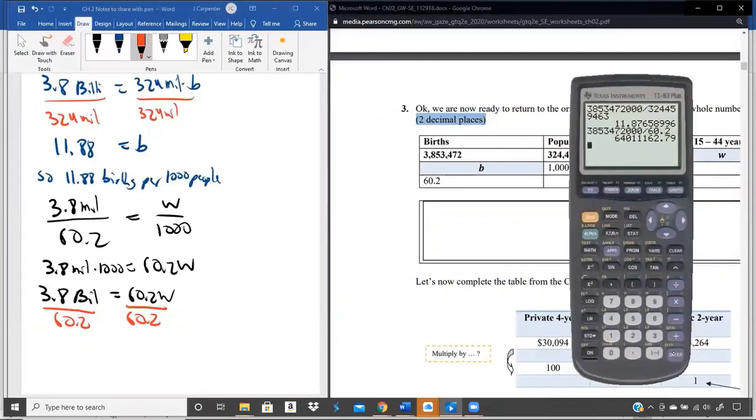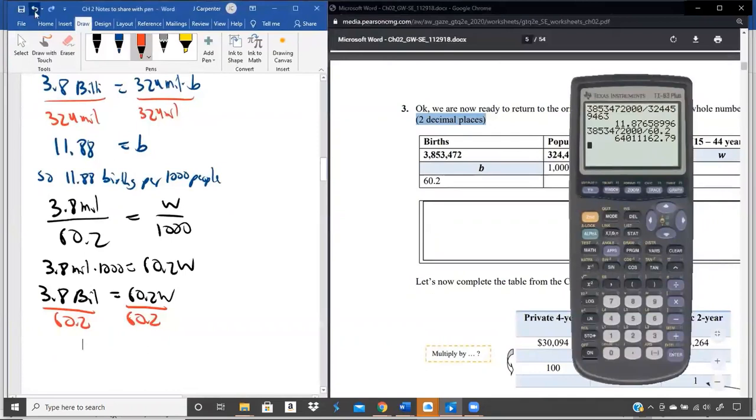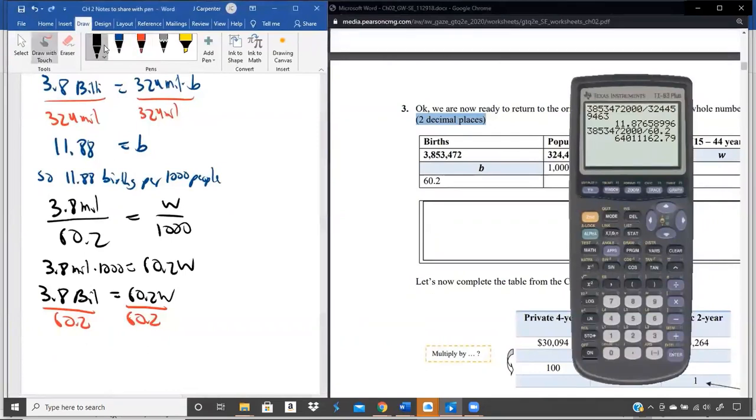6401162.79. Now, they said to round it to the nearest 2 decimal places, so that says that W is equal to 6401162.79. Actually, our calculator, because it can only handle so many numbers, went ahead and rounded it to 2 decimal places for us. But what exactly is this? This is women of birthing age.